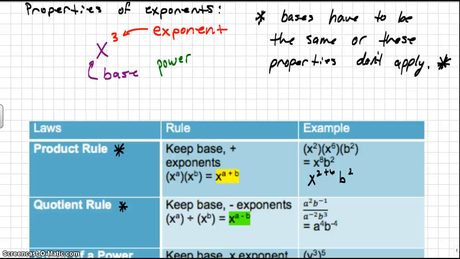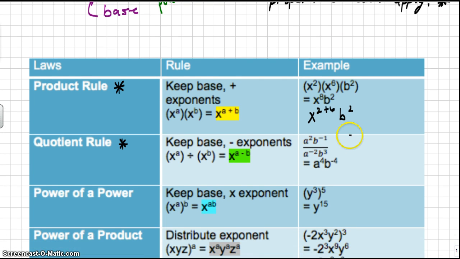And if you look at the example, you have a squared b to the negative 1 divided by a to the negative 2 b to the third. Don't let the negative exponents throw you off. Scroll down so I can write here. This becomes a to the 2 minus negative 2, and then b to the negative 1 minus 3. So now we write this as a to the 2 plus 2, so it changes to a to the 4th, b to the negative 4th.